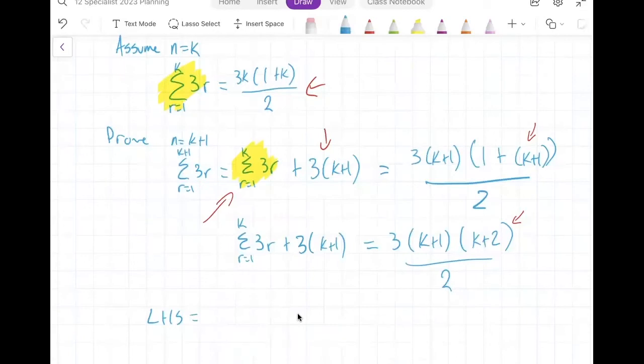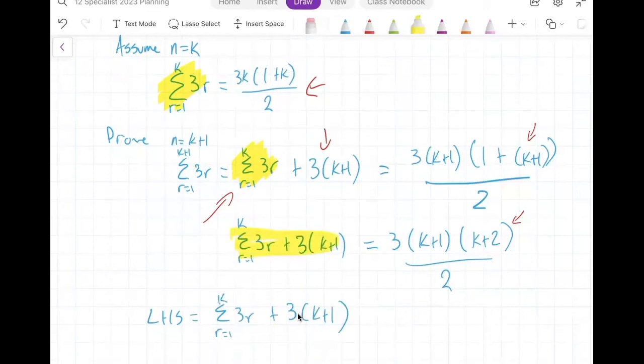Now, like all my proofs, I want to establish my left-hand side and try to make that equal my right-hand side, or I can get my right-hand side and make it equal my left-hand side. But in this case, it's going to be easier to work with the left-hand side. So my left-hand side is the sum from r equals 1 to k of 3r, plus, if I substitute k plus 1 in place of r, this 3(k+1). So my left-hand side is going to be this part here.